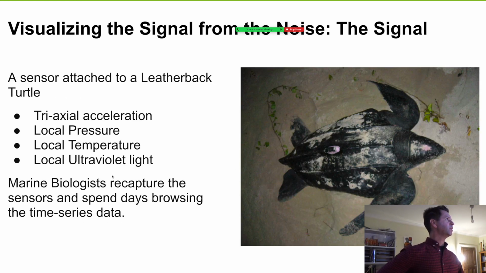So this is an example of a digital sensor here attached to a leatherback turtle. So the back of a leatherback turtle, and it records local acceleration. So that's how the body of the leatherback turtle accelerated as it's swimming, for example. It records local pressure, local temperature, local ultraviolet light. And then, like I said, the marine biologists actually recapture the animal a few hours or a few days later and try to figure out what the animal did during that time it was wearing the sensor.